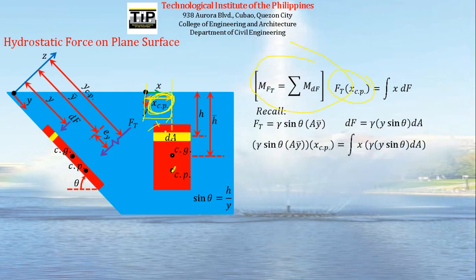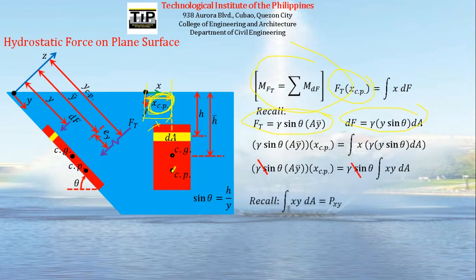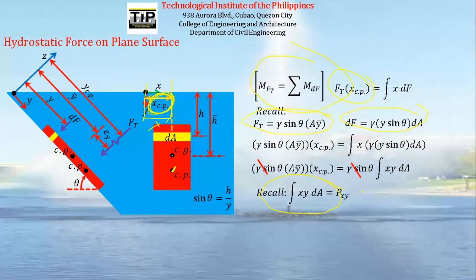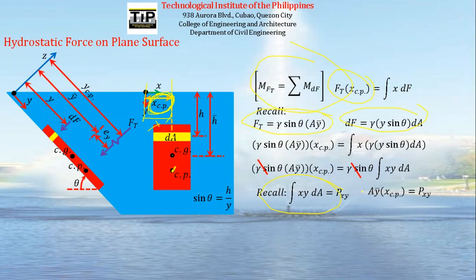Okay, so ganun ulit. We'll use the same equations for F sub T and dF. So simplifying. Okay, so ito lang yung naiba dyan. Integral of xy dA. This will be equal to P sub xy. Okay, so the equation from this, it will become this: A y bar times x sub Cp equals P sub xy.